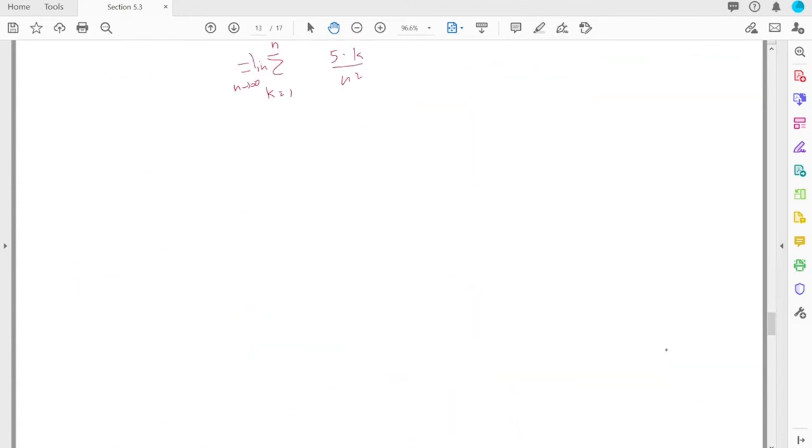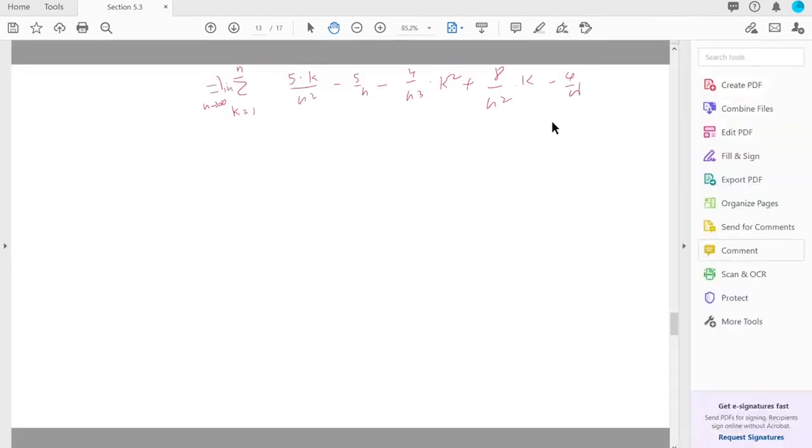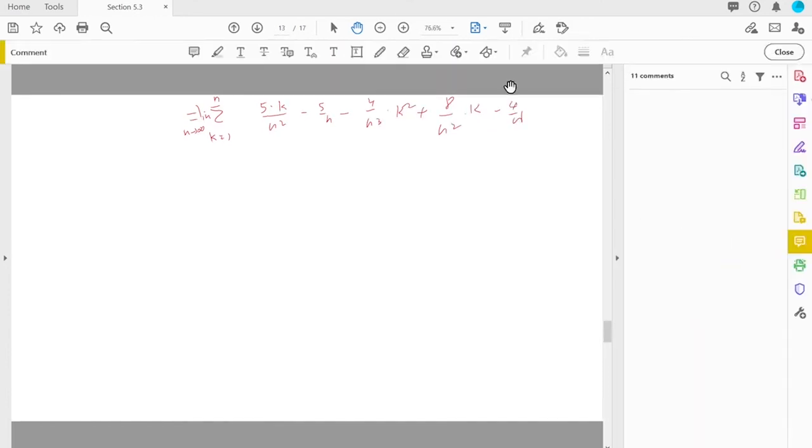if I multiply every single term by 1 over n and distribute this 4 here, this is what I'm going to get: 5 times k over n squared minus 5 over n minus 4 over n cubed k squared plus 8 over n squared. Multiplying by the negative sign makes it positive, minus 4 over n. So now this is 4 over n. Now we have to combine the like terms and then try to simplify it.